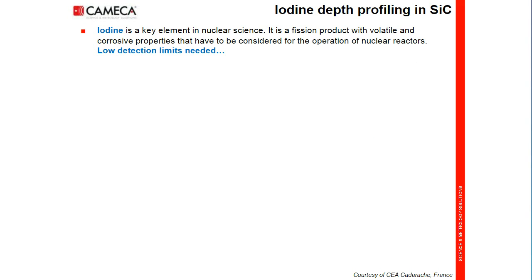Iodine is a halogen with volatile and corrosive properties susceptible to induce stress corrosion cracking during pellet to cladding interactions. It is thus considered as a key element to be taken into account for safety assessment of nuclear materials. Low detection limits are needed because of the low content level in real samples.